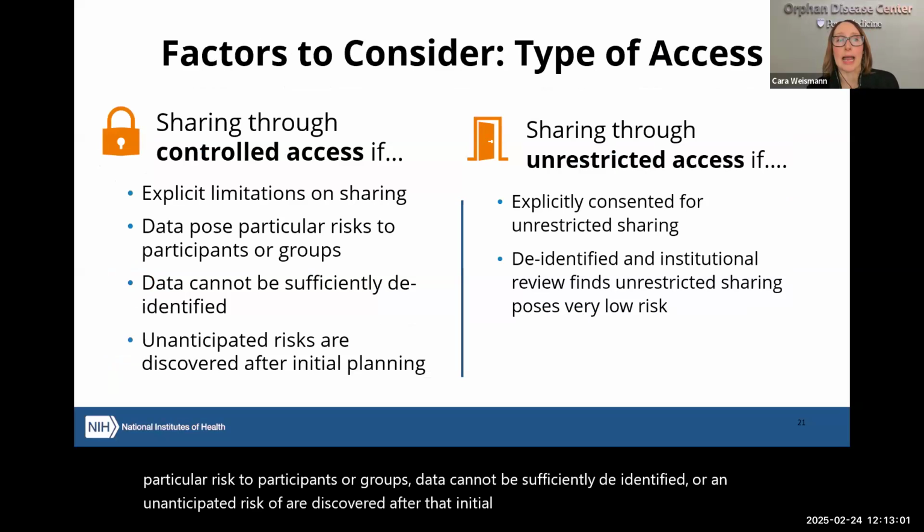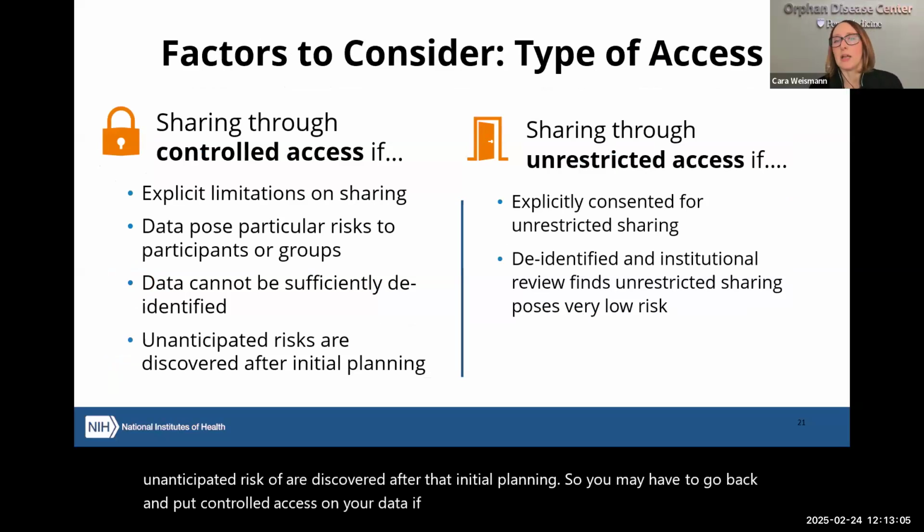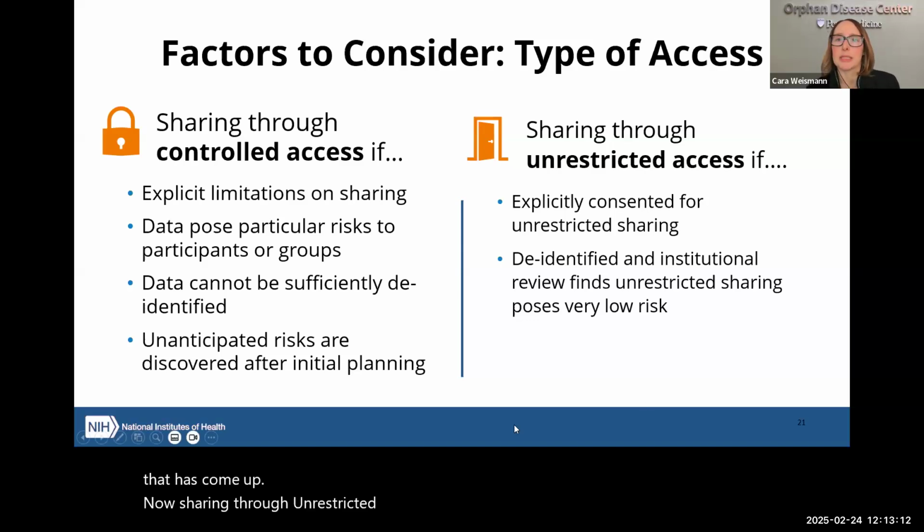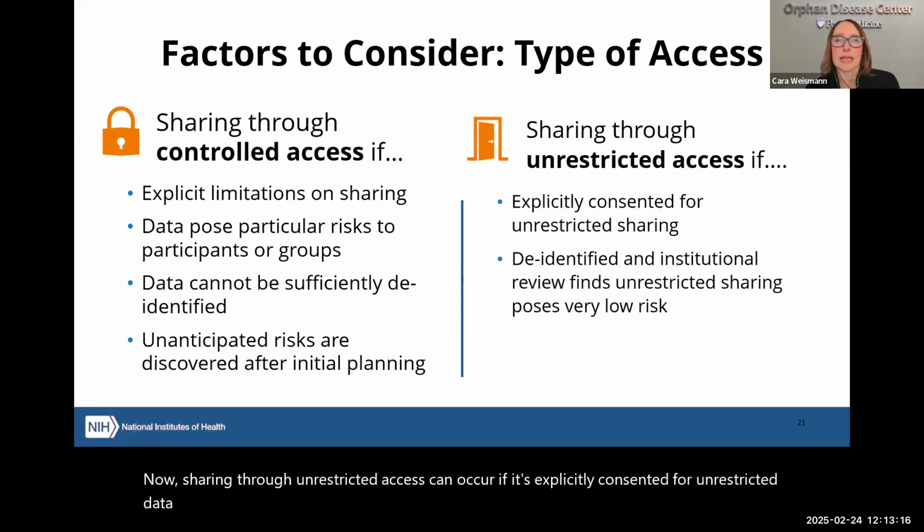So you may have to go back and put controlled access on your data if you then determine that there's an additional risk that has come up. Now, sharing through unrestricted access can occur if it's explicitly consented for unrestricted data sharing, and it's de-identified, and institutional review finds unrestricted sharing poses a very low risk.